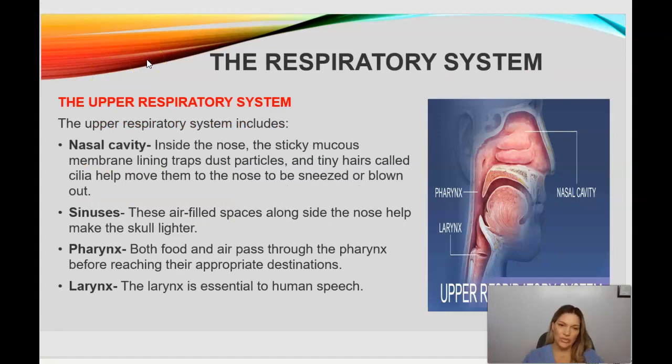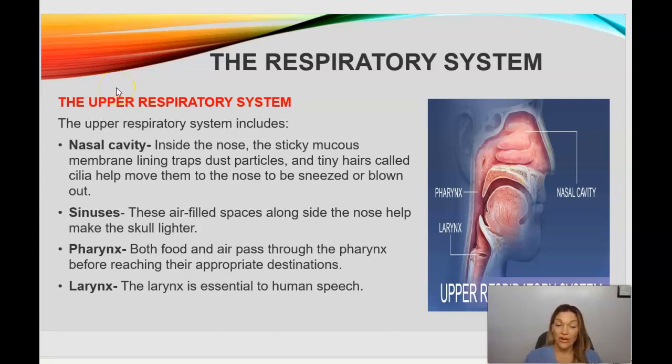So the upper respiratory system, we're just going to take a little bit of a closer look at it here. It includes the nasal cavity, as we mentioned. Inside the nose, we all know there's a sticky mucous membrane lining that helps to trap dust particles, dirt, sometimes insects, and these tiny hairs called cilia then help to move them to the nose to be sneezed or blown out. And then we have sinuses. Our sinus cavities are air-filled spaces along the side of our nose that help to make our skull lighter.